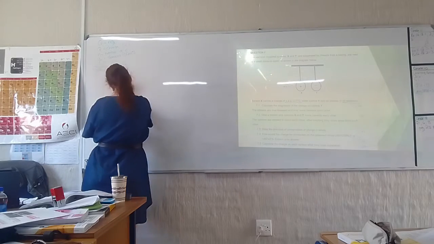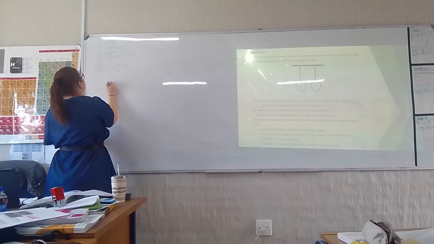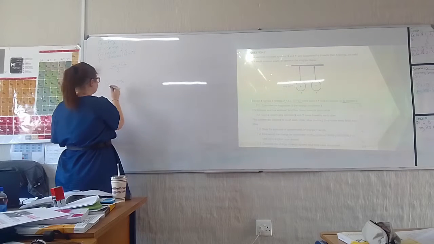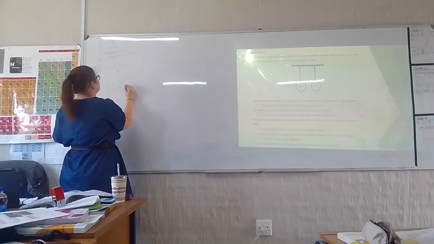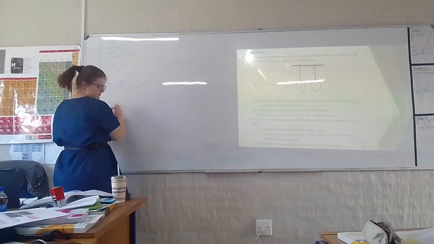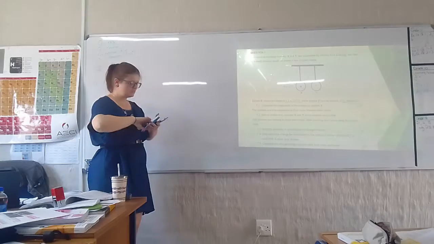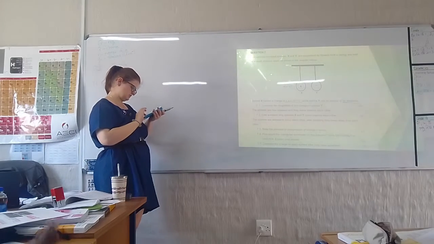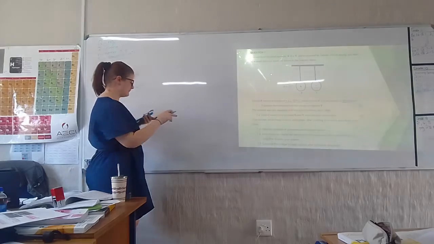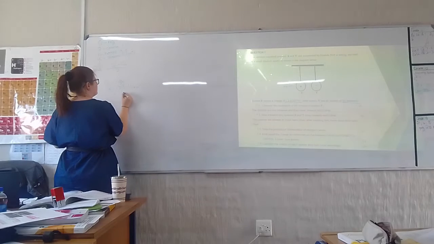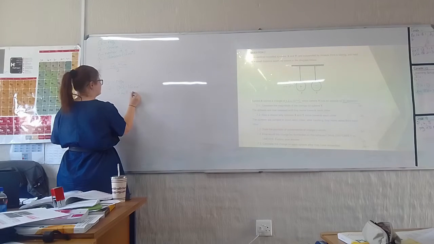So 7.1, we'll start over here. Q is equal to nQe. My charge is what I want to know. It is equal to 30 times minus 1.6 times 10 to the minus 19, which gives me an answer of negative 4.8 times 10 to the minus 18.